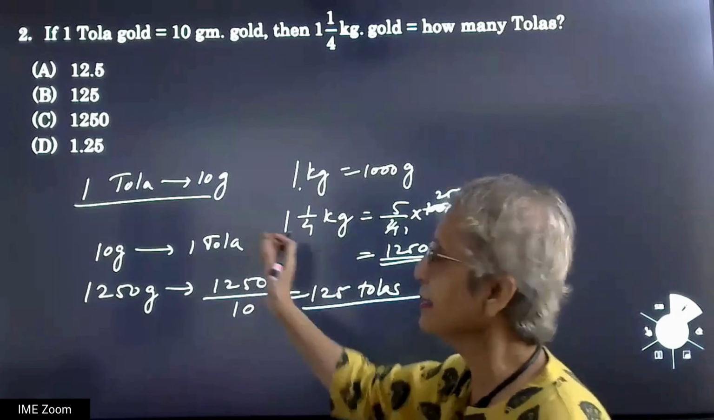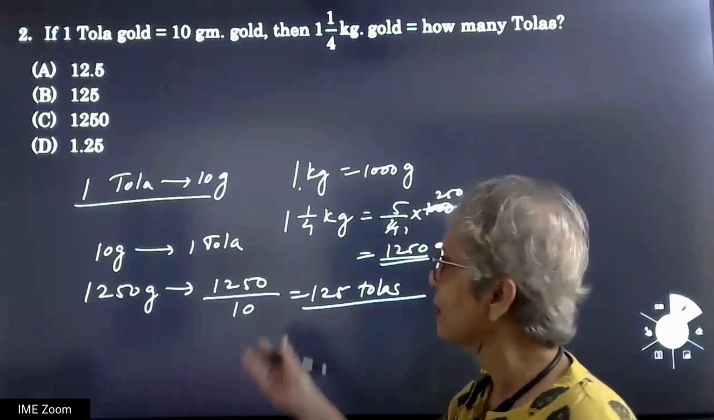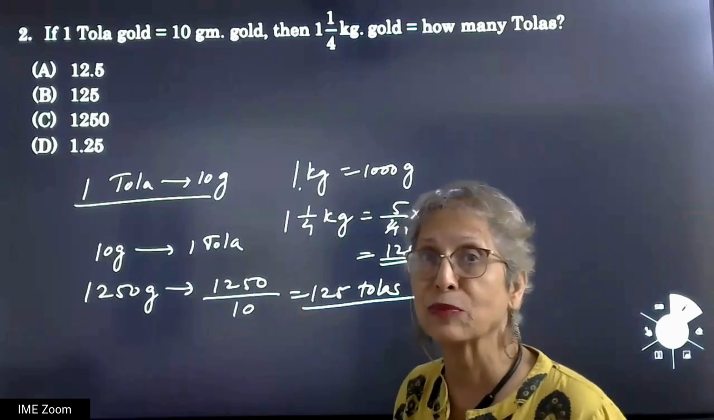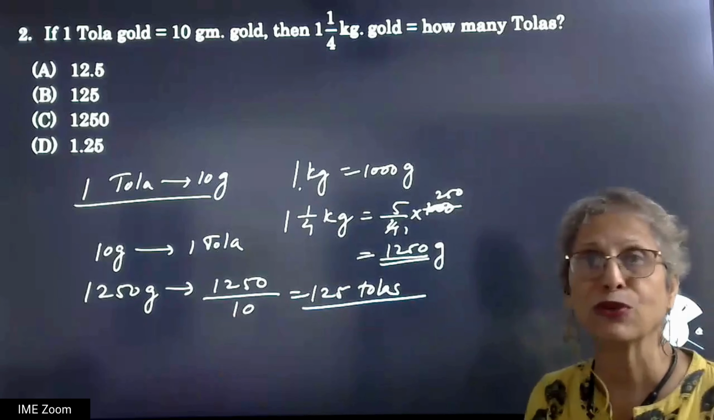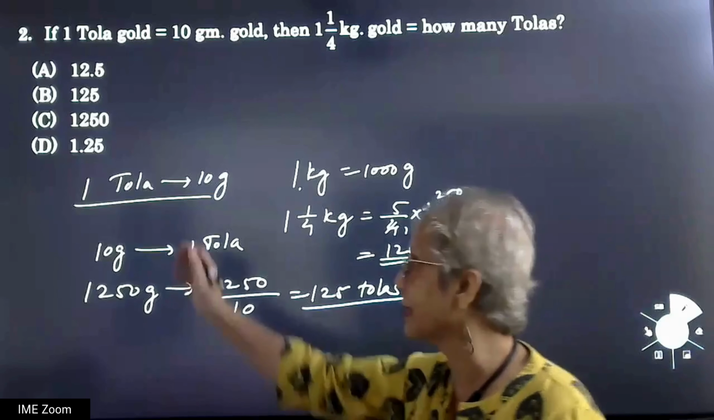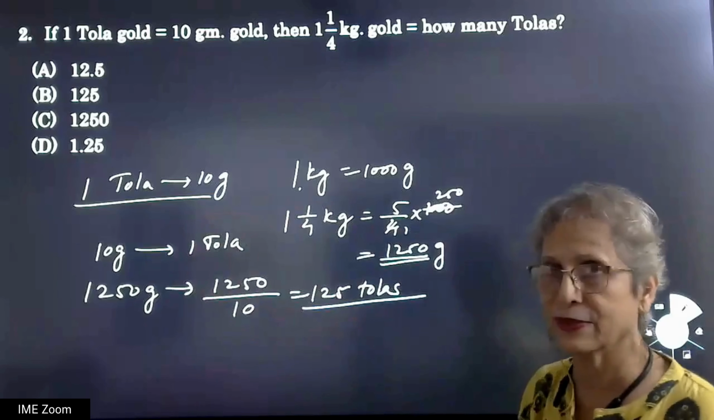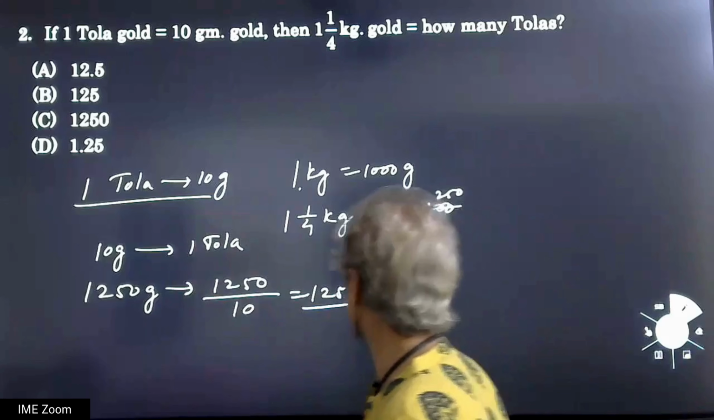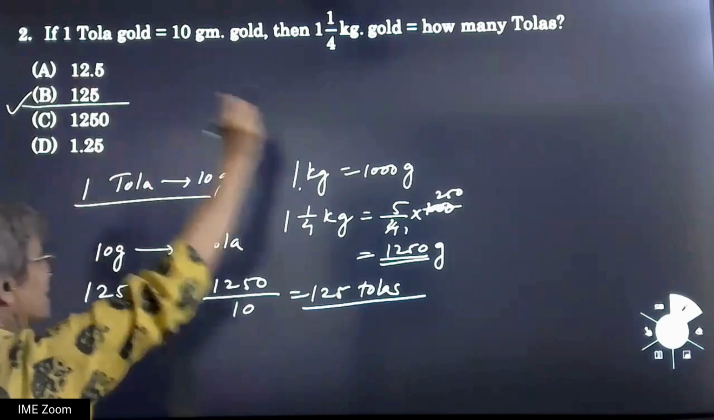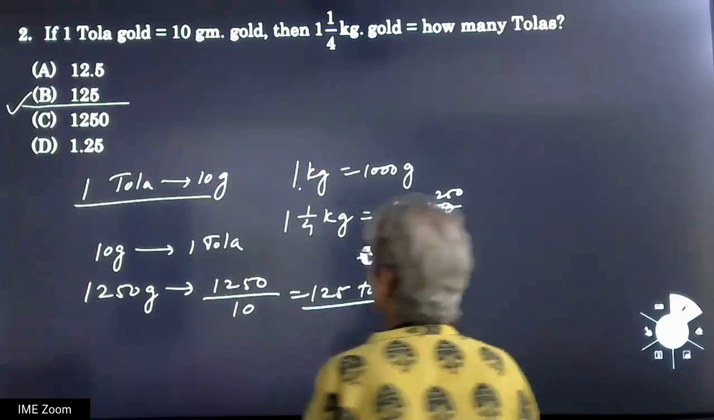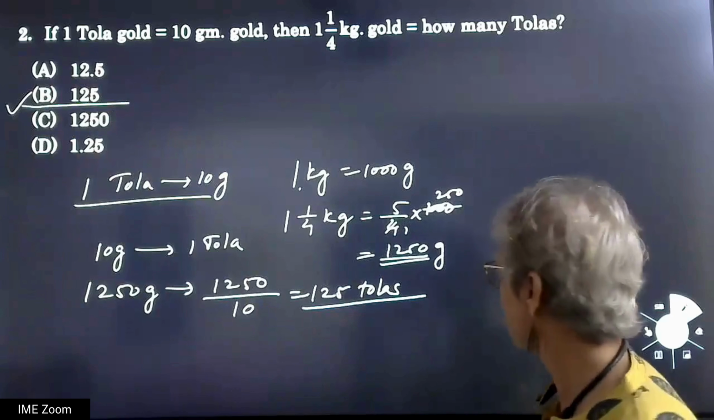Usually we call it in grams only, but sometimes still old people or some shopkeepers are using this tola also. But we must know what is 1 tola, that is nothing but 10 grams, and how to convert. Okay. So what is our answer? 125 tola. So answer B. Okay, let us move to the next question.